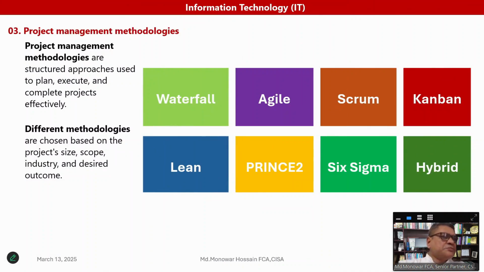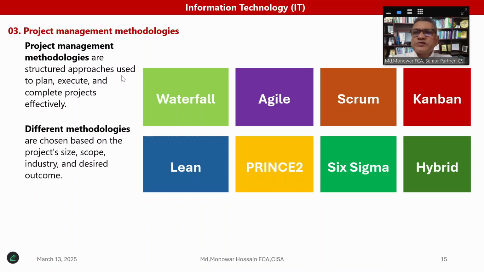Now, for that project, there are different types of methodologies. So here are the project management methodologies. Look here, there are different types of methodologies we have. Project management methodologies are a structured approach used to plan, execute, and complete the project effectively. Different methodologies are chosen based on the project size, scope, industry, desired outcome, etc. So basically we see the Waterfall model, Agile model, Scrum model, Kanban model, Lean model, Prince2, Six Sigma, Hybrid, etc.